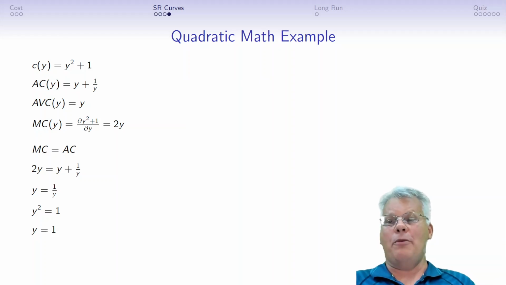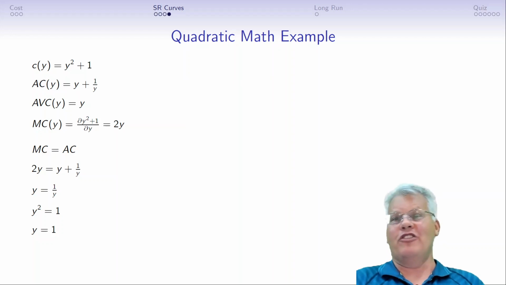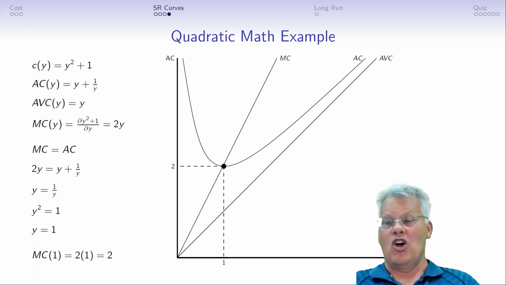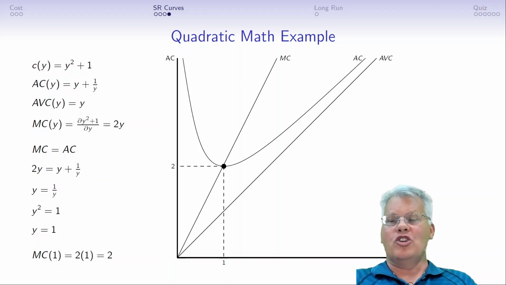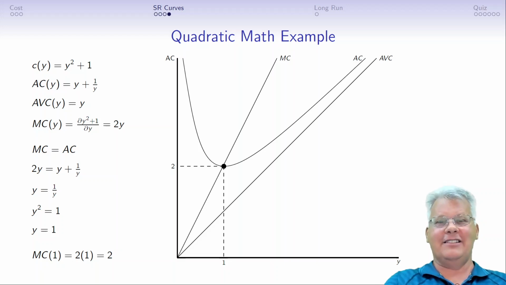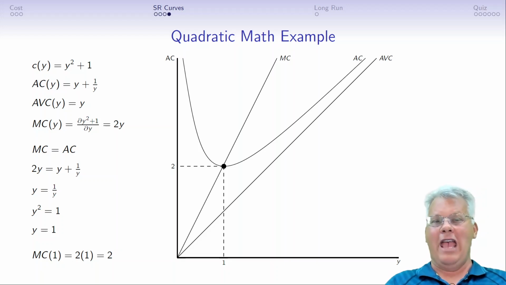I could put that output level 1 back into either marginal cost or average cost, since they're equal, to get what those per unit costs are. So I know that marginal cost at output level 1 is equal to 2. So then I get this diagram that's immediately to my left. We have a nice U-shaped average cost curve.